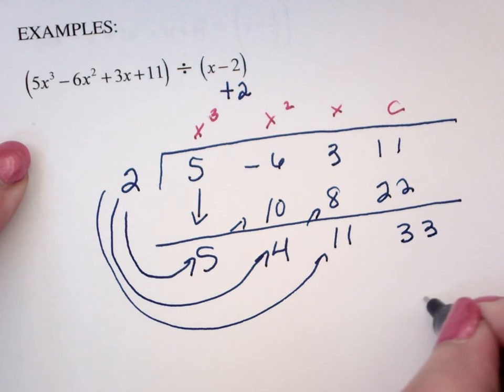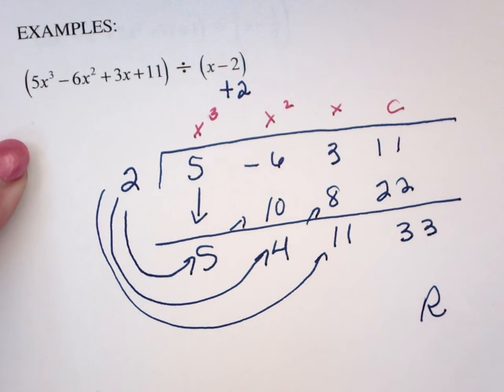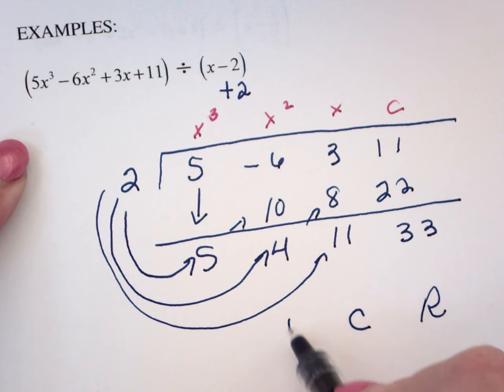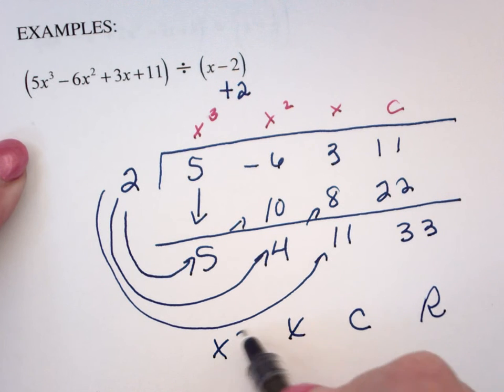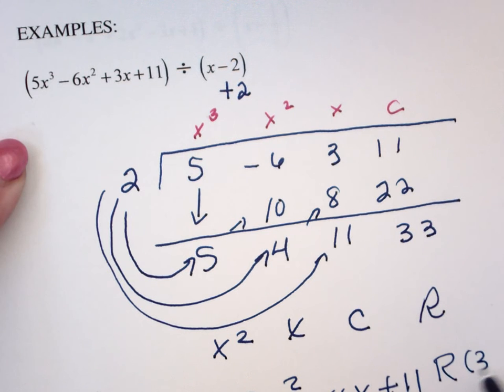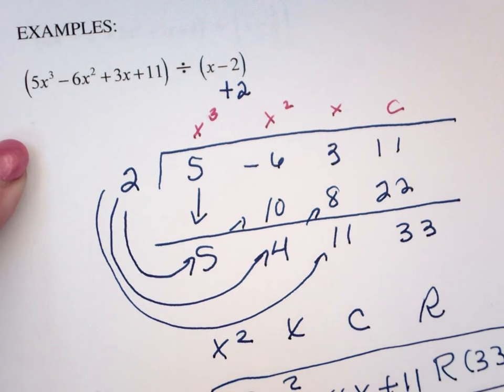And then what do we know? This is the remainder. Always start from left to right. This is the constant. This is the coefficient of x. This is the coefficient of x squared. So my answer would be 5x squared plus 4x plus 11 with a remainder of 33. That's what's so convenient about writing your answer in that format.